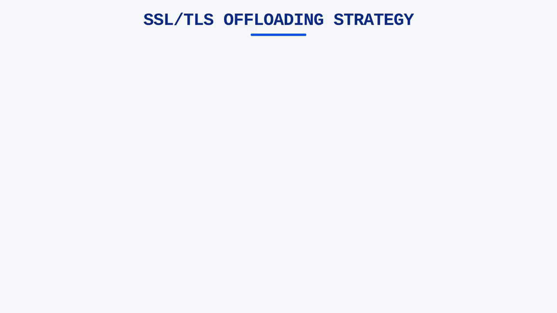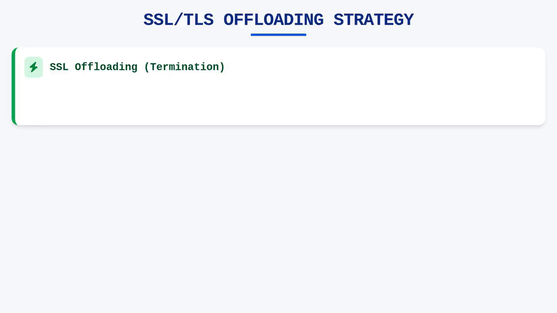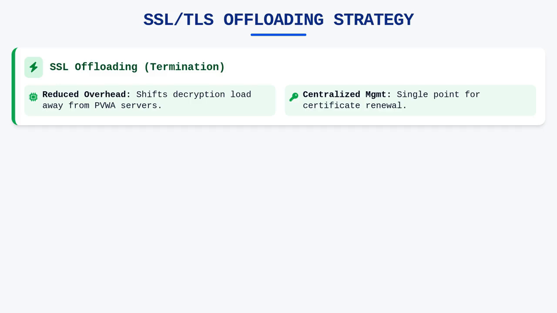Integrating SSL/TLS offloading at the load balancer level is a common practice to reduce the computational overhead on the individual PVWA web servers. By centralizing certificate management on the load balancer, you simplify the process of renewing certificates across the fleet, as you only need to update the configuration in one location.